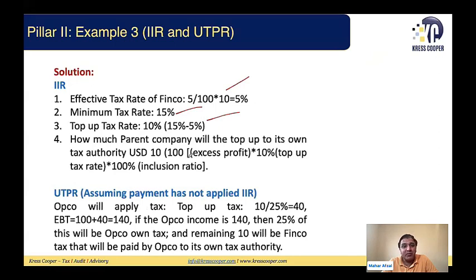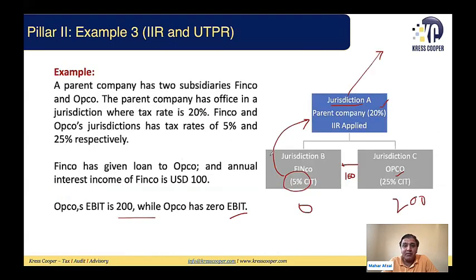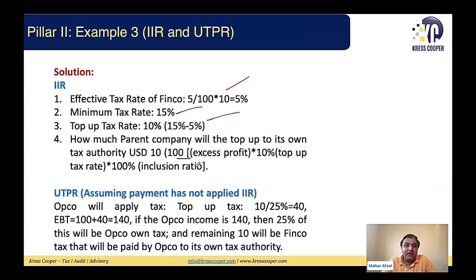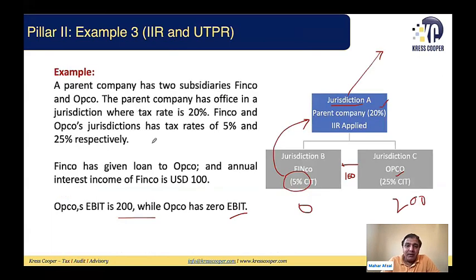The top-up tax that needs to be applied is 100 into 10. 100 is the income, 100 into 10, 10. This company needs to pay 10 to the respective authority. Now, assuming one of the major conditions is that this company in the respective jurisdiction is applying IIR.